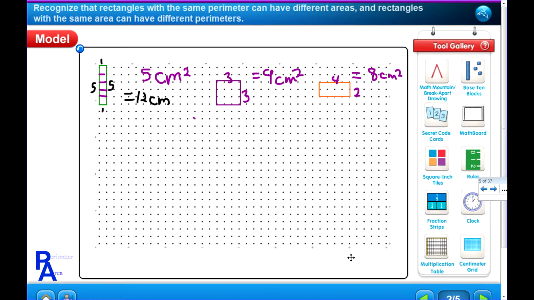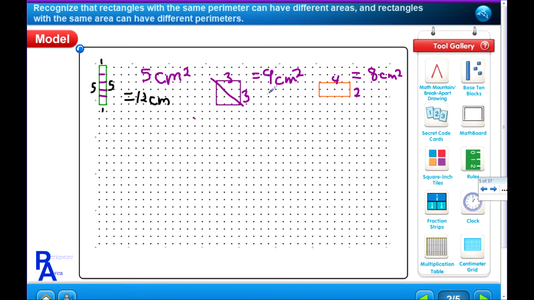Now, what strategies can we use to figure out possible rectangles when we do this? Well, when I did this, I knew that I was trying to find 12 centimeter perimeters. And so what I did was I added 1 plus 5 equals 6. And I knew half of 12 was 6. So I was just looking for half of the side.